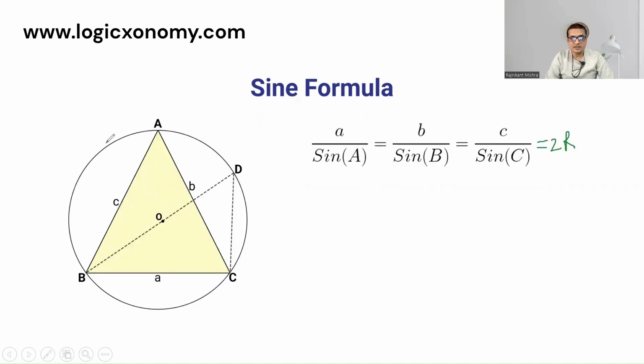Here this R is the radius of this circle. And this circle is known as the circumcircle of this triangle ABC, because all the vertices of this triangle ABC lie on the circumference of this circle. In this figure, BD is the diameter of this circle. It means if this radius is R, then BO is equal to OD is equal to R and BD is equal to 2R.